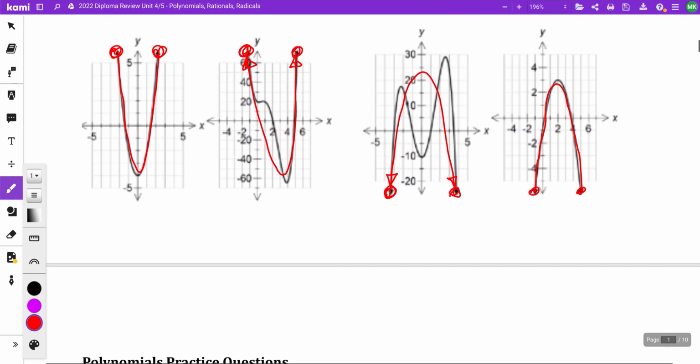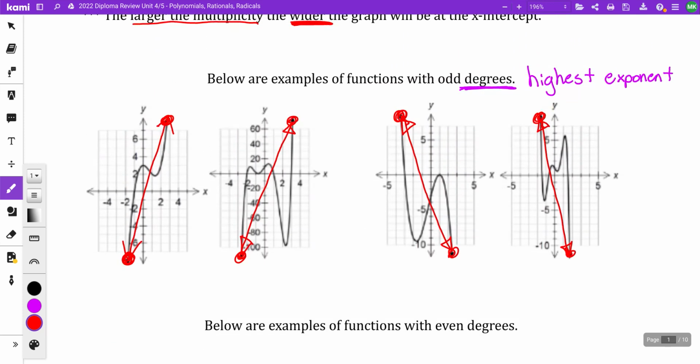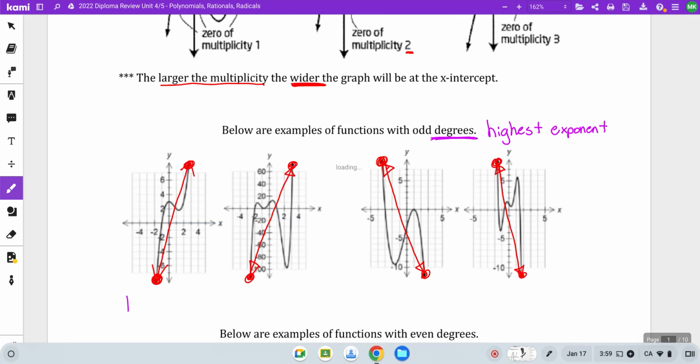Perfect. Looking back at these examples, the direction of the trend tells you the leading coefficient. That's the number in front of the polynomial, the very first number on the highest exponent. If you have a positive overall trend, meaning it's going upwards overall, these have positive leading coefficients, because they're going upwards overall.